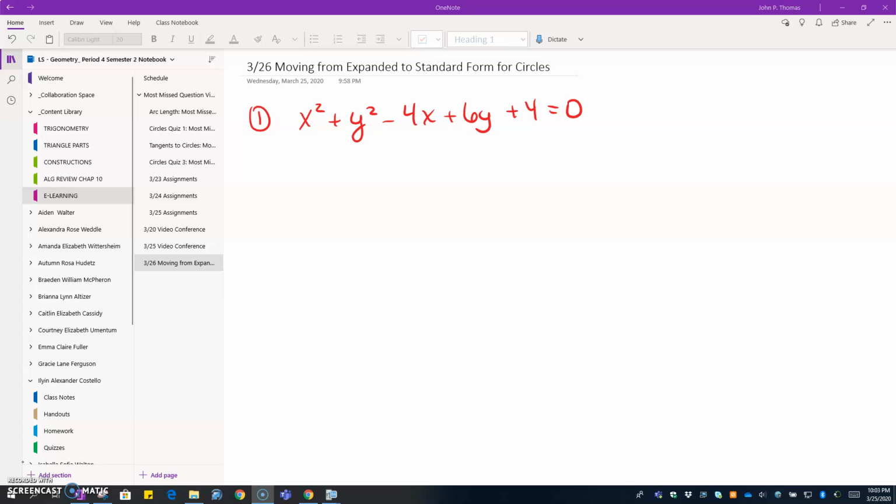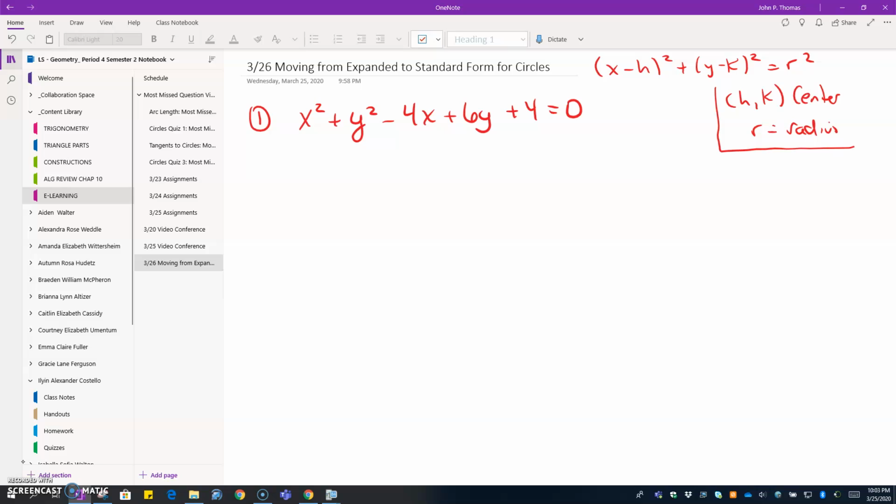Okay, so today tends to be one of the tougher sections for a lot of students. Today we're going to look at going from expanded form for a circle, which honestly doesn't give us a whole lot of information, and changing that into our standard form. As a reminder, our standard form is (x minus h) squared plus (y minus k) squared equals r squared, where (h, k) is the center and r is the radius.